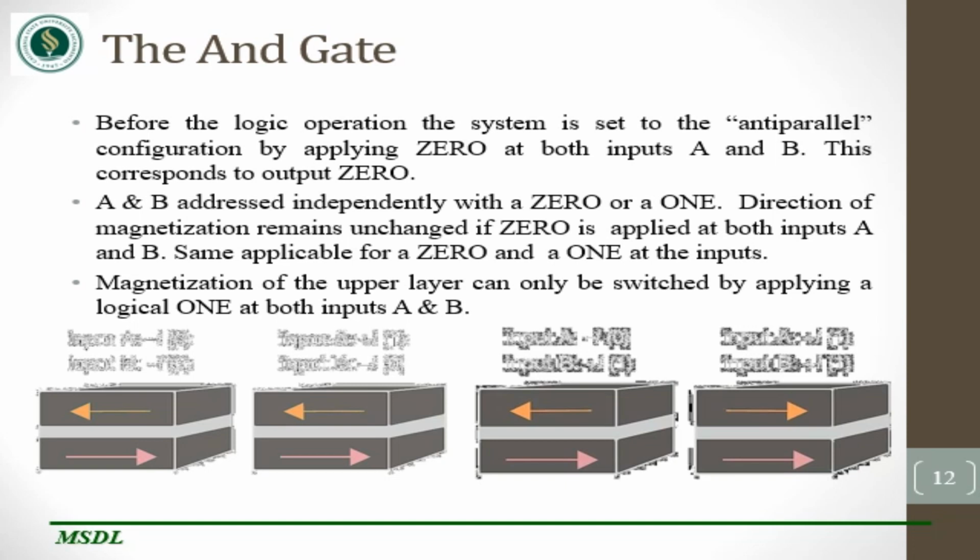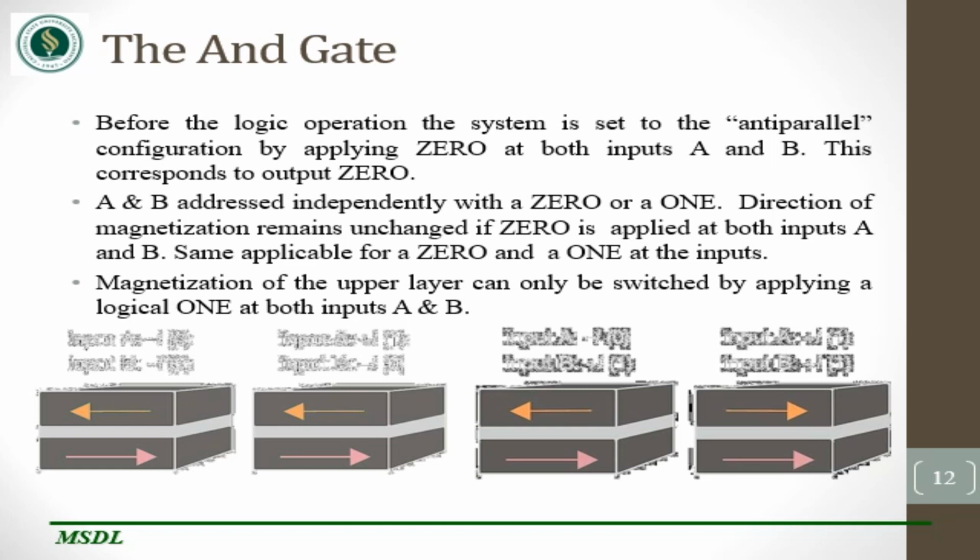Before the logical operation, the system is set to an anti-parallel configuration by applying 0 at both inputs A and B. This corresponds to an output 0. A and B can be addressed independently with a 0 or a 1.